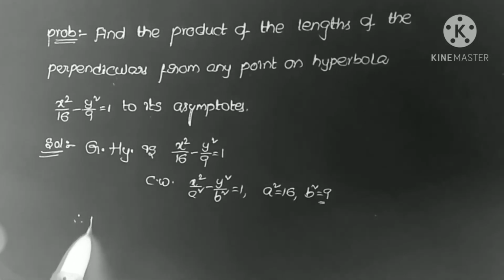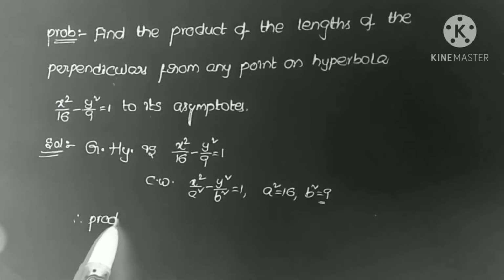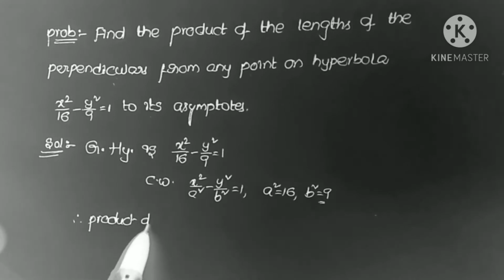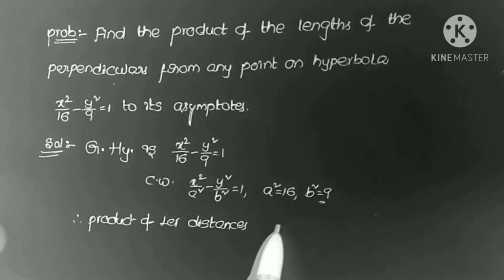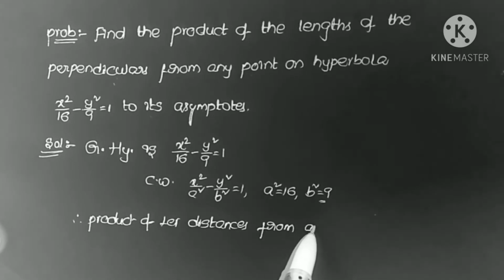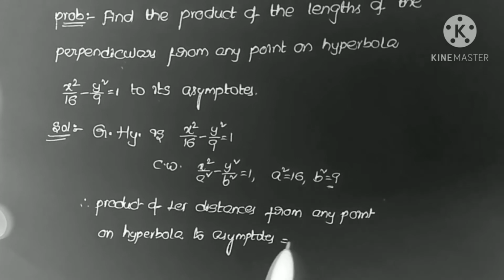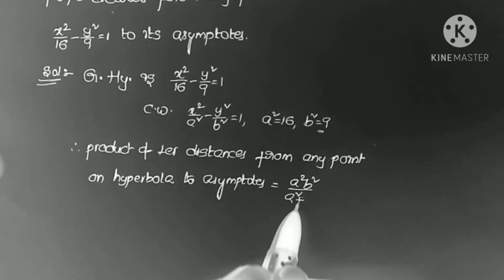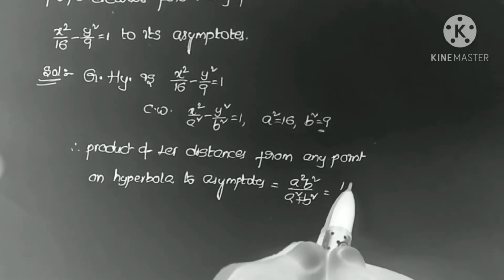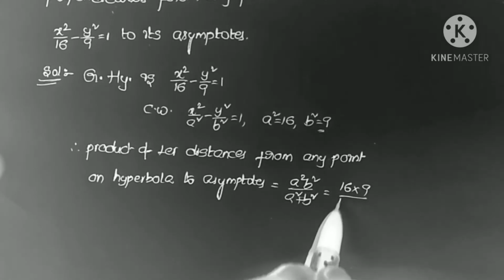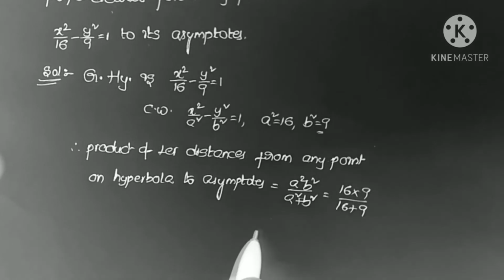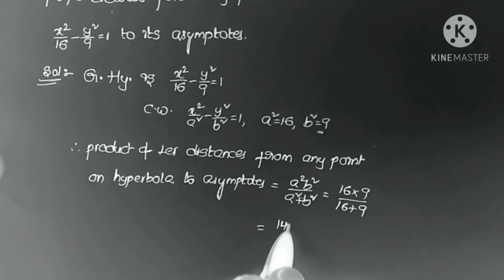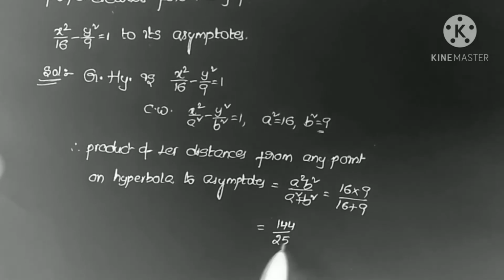Therefore, the product of the perpendicular distances from any point on the hyperbola to its asymptotes is equal to a square b square by a square plus b square. Now replacing the values, 16 into 9 by 16 plus 9, and this is equal to 144 by 25. That's all. That's the answer.